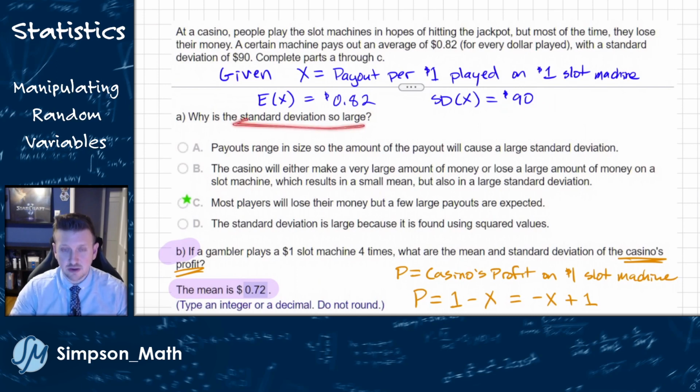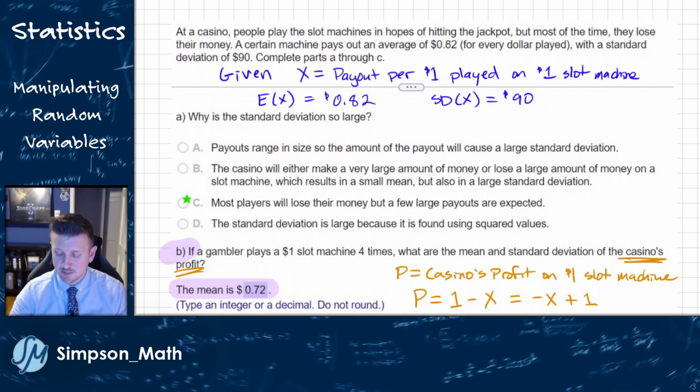Why is this standard deviation so large? As you can see, our answer here says most players will lose their money, but a few large payouts are expected. So typically you're going to put in $1, pull the lever, things are going to spin, nothing happens, you just lost $1. You do that, oops, you lost $1. Do that, lost $1. Maybe, oh, something lined up right, and it'll spit $5 out. Woohoo. Every now and then the payout will be huge, hundreds of dollars, thousands of dollars. But more often than not, it's a loss.